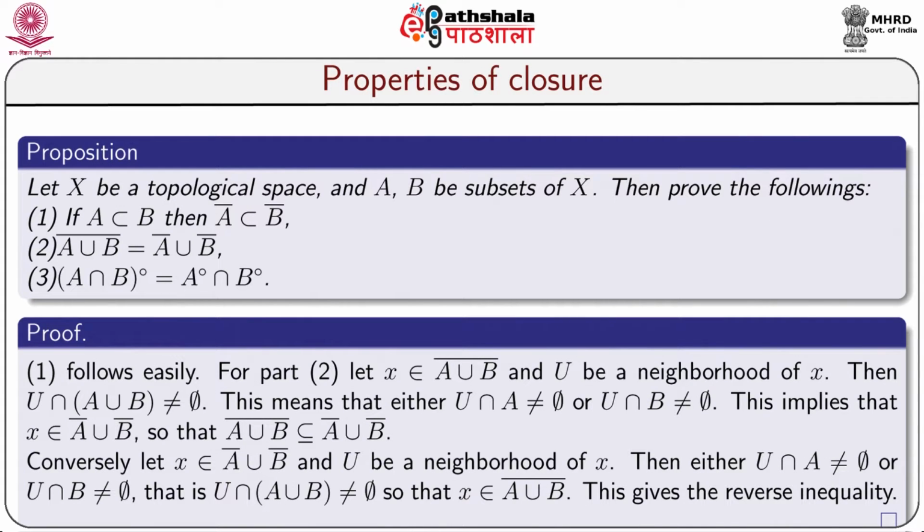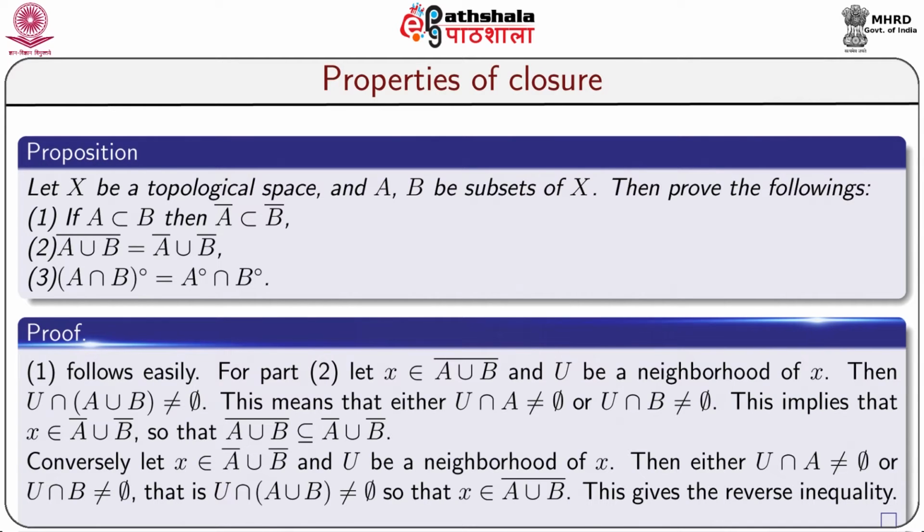These are some easy properties of closure. Let X be a topological space, and A, B be two subsets of X. Then the following will hold. Number 1, if A is a subset of B, then A bar will be contained in B bar. Number 2, the closure of A union B will be equal to A bar union B bar. Number 3, the interior of A intersection B will be equal to A interior intersection B interior. The proofs are easy, still we are telling this.